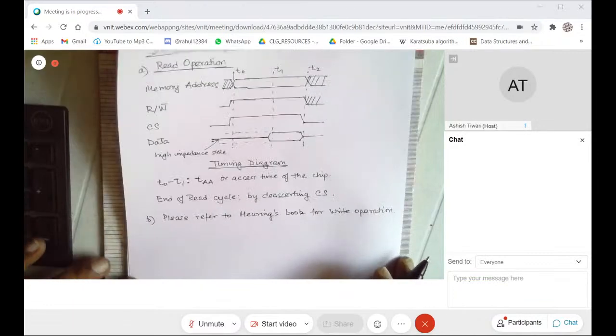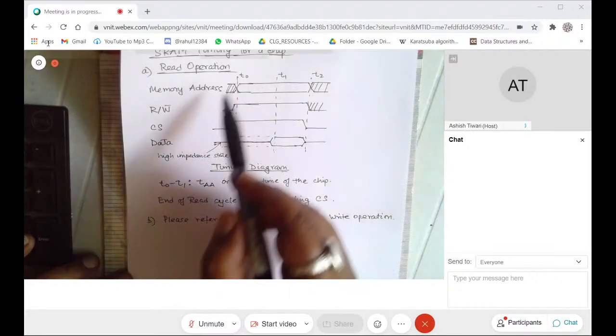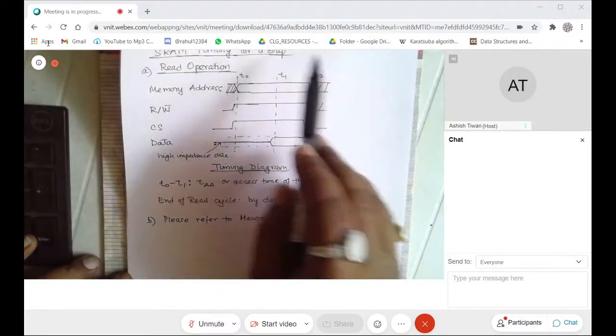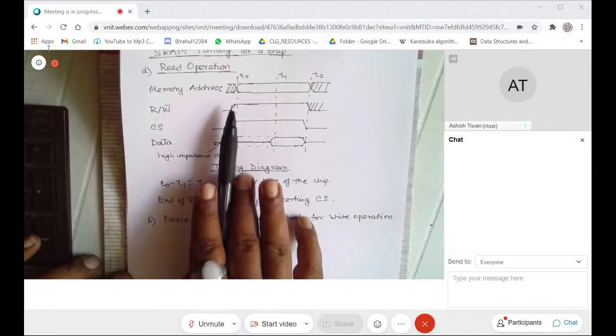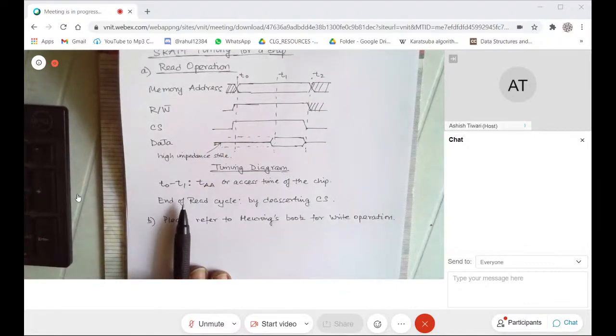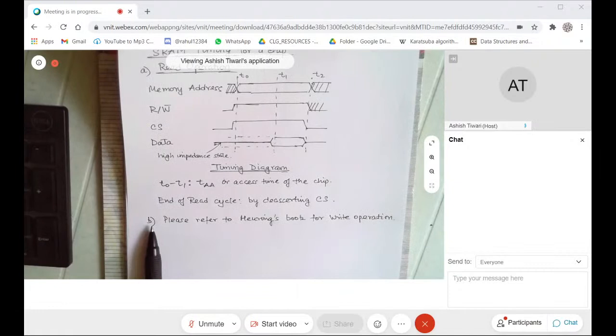So my question is, if you look at this read operation and you believe that it is a timing diagram, right? The cycle is from T0 to T2, and T0 to T1 is the access time. And this is how you draw a timing diagram. If anybody has any questions, I can take it.